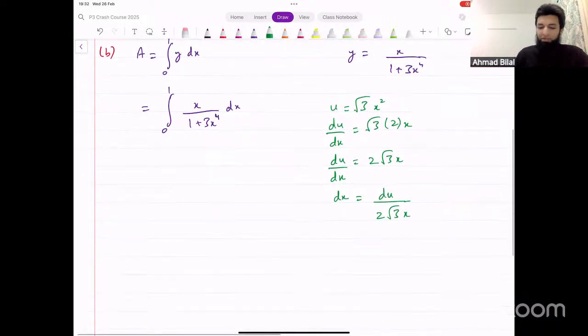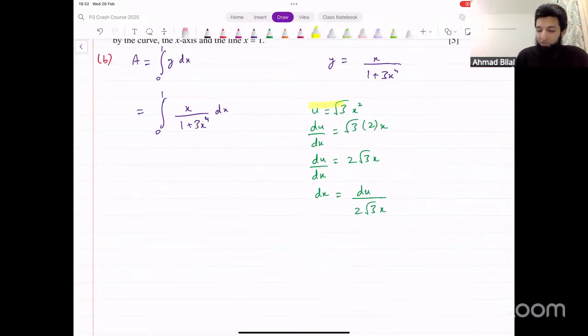And now we put this substitution there. We say u should be equal to square root of 3x squared. So we will do this substitution, and dx should be equal to this thing. Okay. Now we'll talk about the limits in a moment. Let's actually do the substitution first, and then we'll convert the limits as well. Let's not write the limits for now.